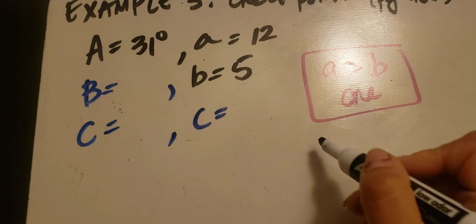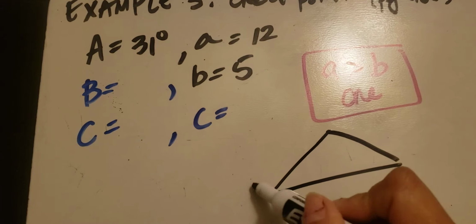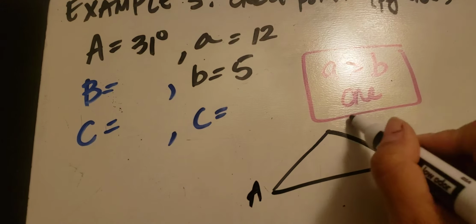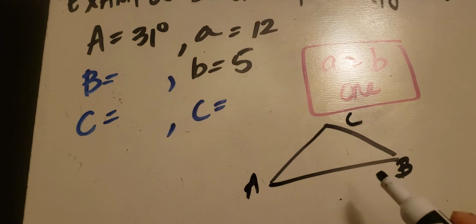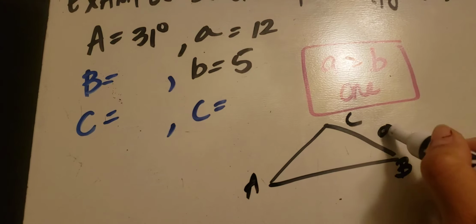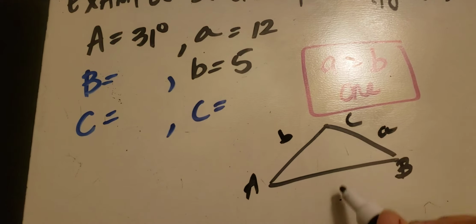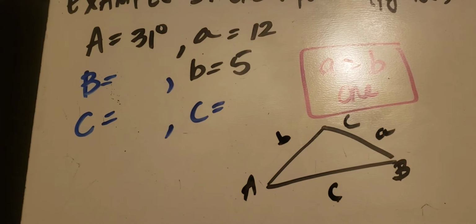I'm just going to draw a quick picture, and by the way, you can draw whatever picture you want. A, B, C, and you guys already know where the sides go. If here's angle A, side A will be there. If here's angle B, side B will be there. Here's angle C, side C will be here.